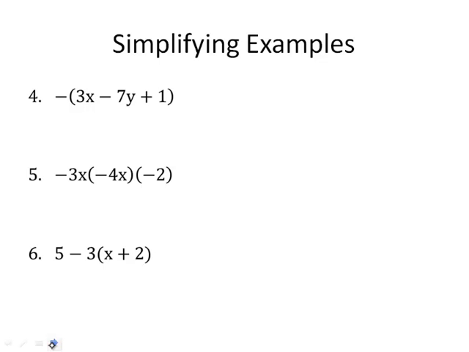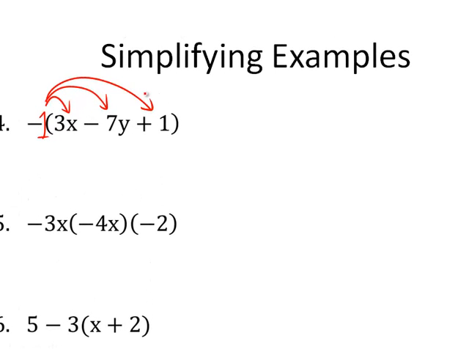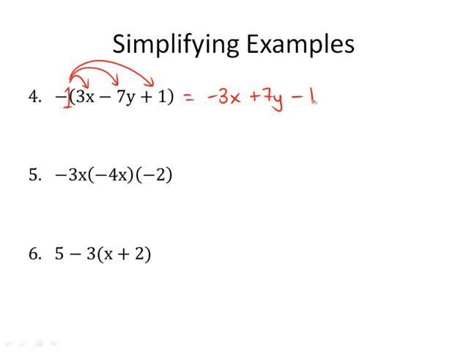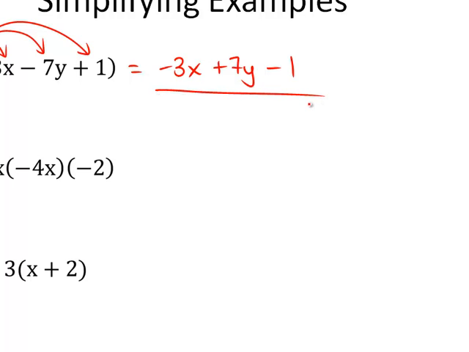Some more examples here. Number 4, we've also got the distributive property. We need to get rid of this bracket. So let's get rid of the bracket. We have a negative 1 up front, and we're distributing that negative 1 to all 3 of our terms. So negative 1 times 3x is negative 3x. Negative 1 times negative 7y is positive 7y. Negative 1 times positive 1 is negative 1. Now, we have no like terms, so that is complete.